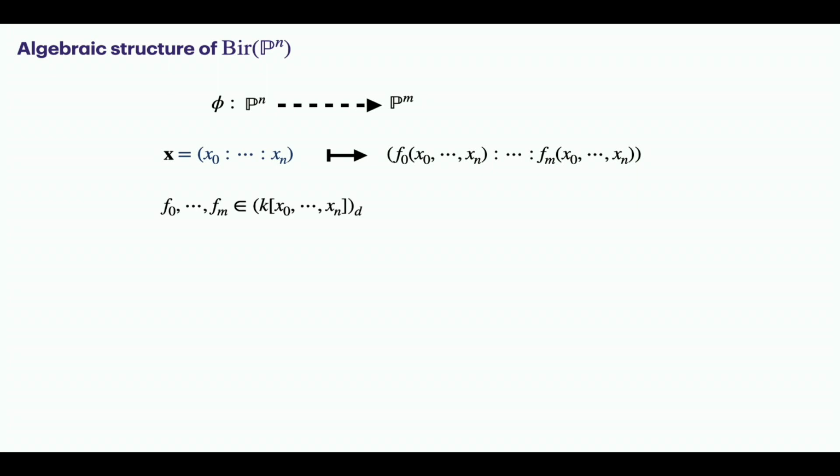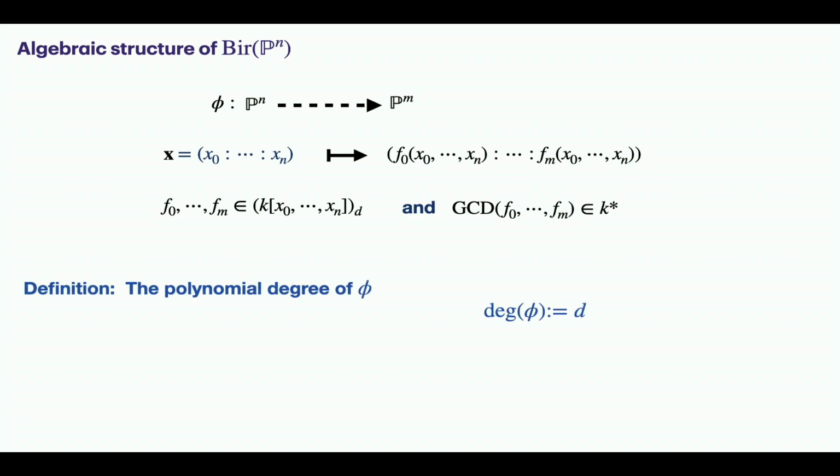We denote it sometimes in the sense that if you consider the coordinate ring of P^n, all of these homogeneous polynomials are coming from this coordinate ring, of degree d. They are all forms of degree d. And we suppose that there is no non-trivial common factor between them, so the GCD is 1. So we define the polynomial degree of a rational map to be d. It means that all of these forms are of degree d without GCD.